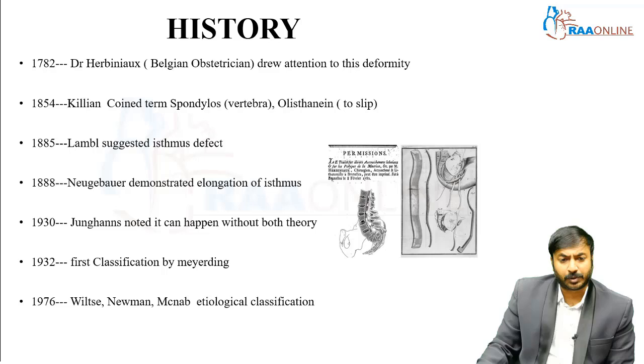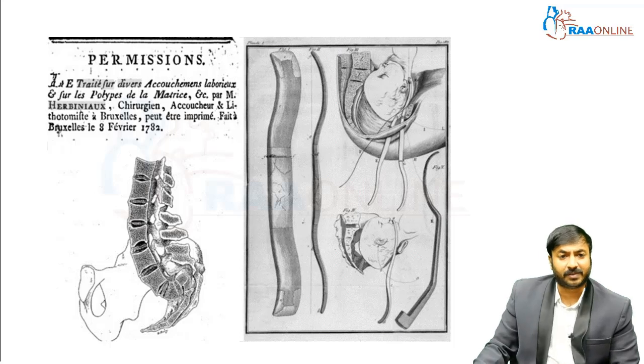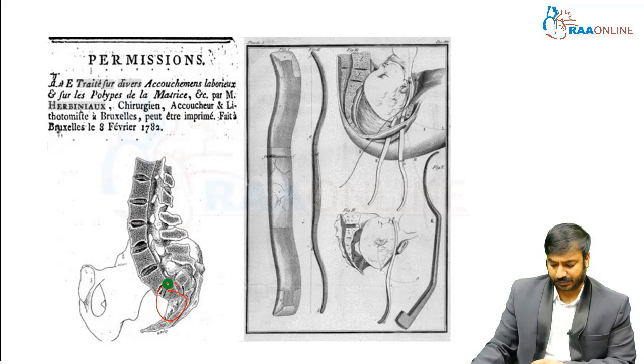In 1932 the first classification was given to spondylolisthesis, and in 1976 a series of scientists modified the classification. This was the first article by the obstetrician who had felt this anterior defect, which you can see here after delivering a baby, where he coined the term spondylolisthesis.